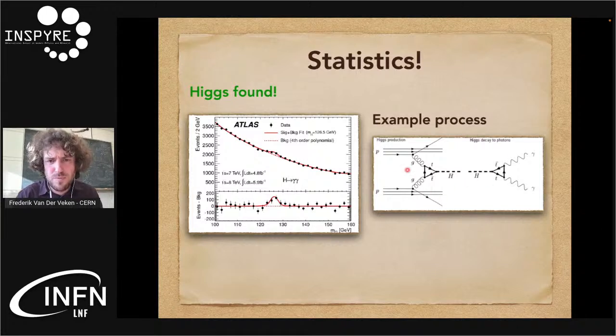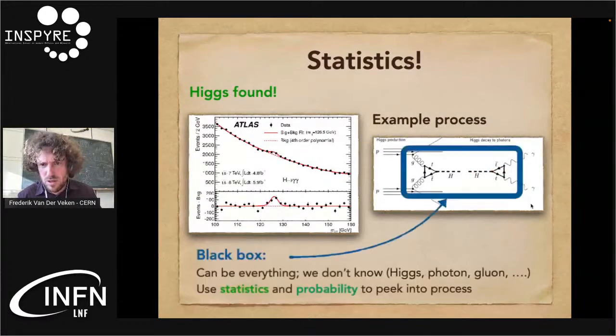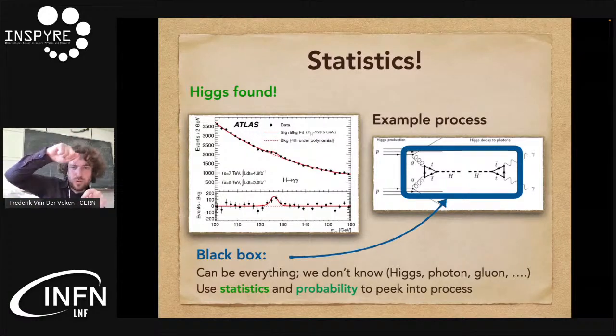Example process: 2 protons coming in, protons radiating each a gluon, and then being destroyed. Some shizzle happening here, we don't care. The gluon then makes what we call a top loop. These are quarks. Becomes a Higgs. Before we can measure the Higgs, it's gone again and becomes 2 photons. That is the black box. That is the part we cannot measure. We see 2 protons in, shizzle out, and 2 photons out.